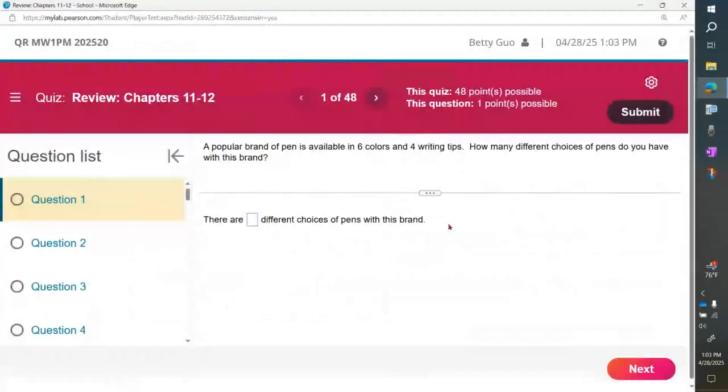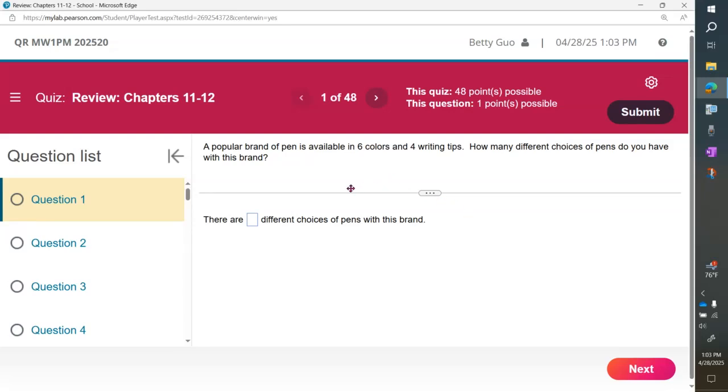There are 48 questions in this review. First question. A popular brand of pen is available in 6 colors and 4 writing tips. How many different choices of pens do you have with this brand? Fundamental counting principle. All right.